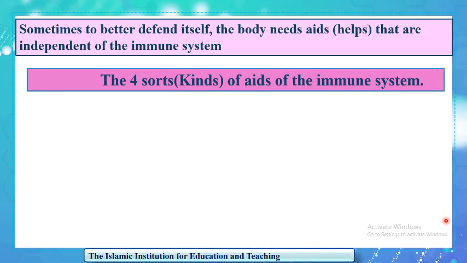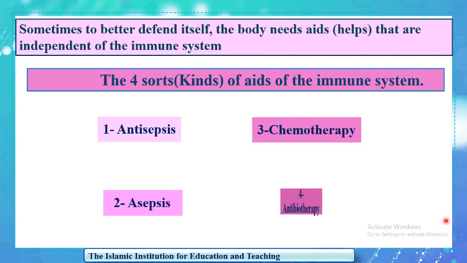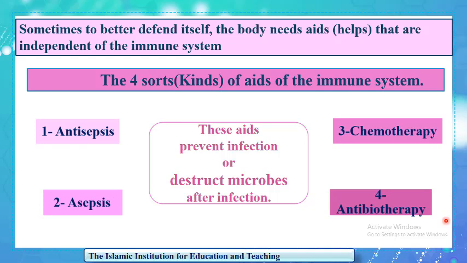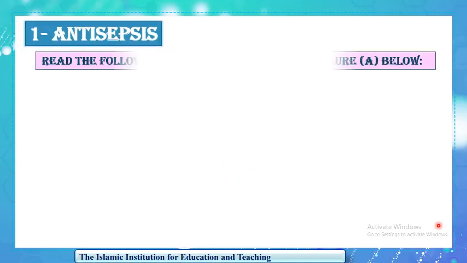The sorts of aids of the immune system represent several kinds of helps that help the body defend itself against microbes. The 4 sorts of aids of the immune system are antisepsis, asepsis, chemotherapy, and antibiotherapy. The role of these sorts of aids of the immune system is to prevent infection or destruct microbes after infection. Let us start with explanation of antisepsis.